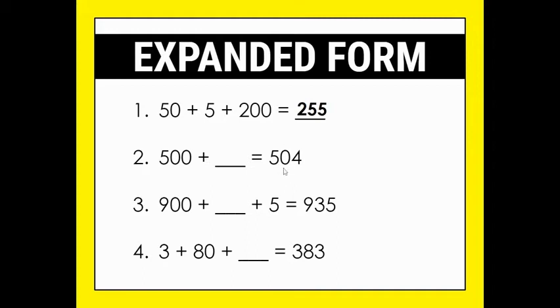What about the 0? What's the value of the 0? Well, there's nothing there. What about the 4? The value of our 4 is just 4, so that's what goes in our blank because that's the one that's missing.